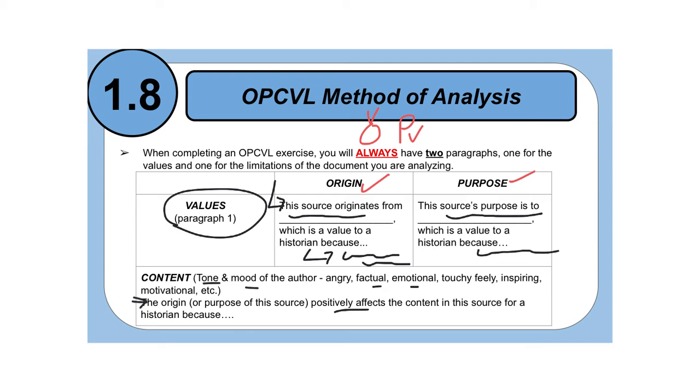So you're going to tell us a little bit about what this document says. For example, if it was the Declaration of Independence, then your content would say, the Declaration of Independence lists several grievances the colonists had, several of which would be example A and example B.